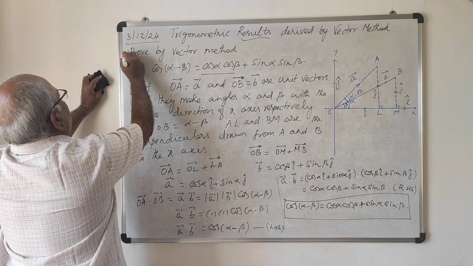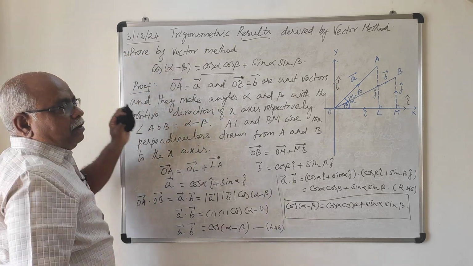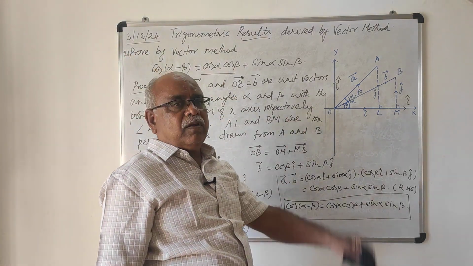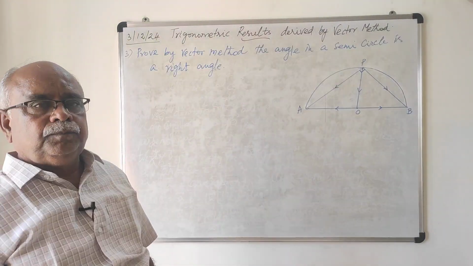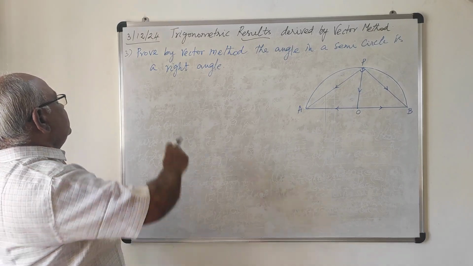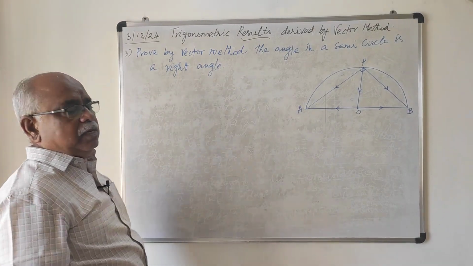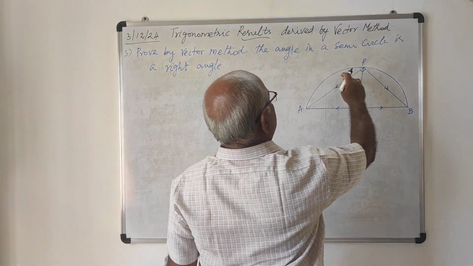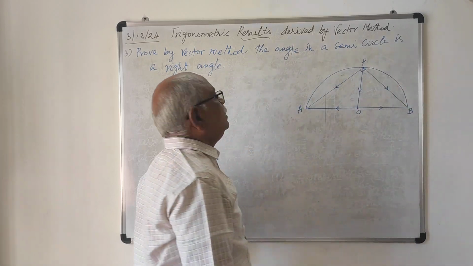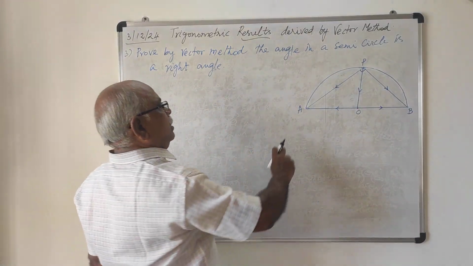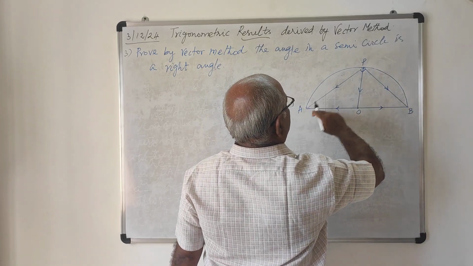So these two results are very important, and we will continue with the third result. Next, the third result is: prove by vector method that the angle in a semicircle is a right angle. That's our bookwork.